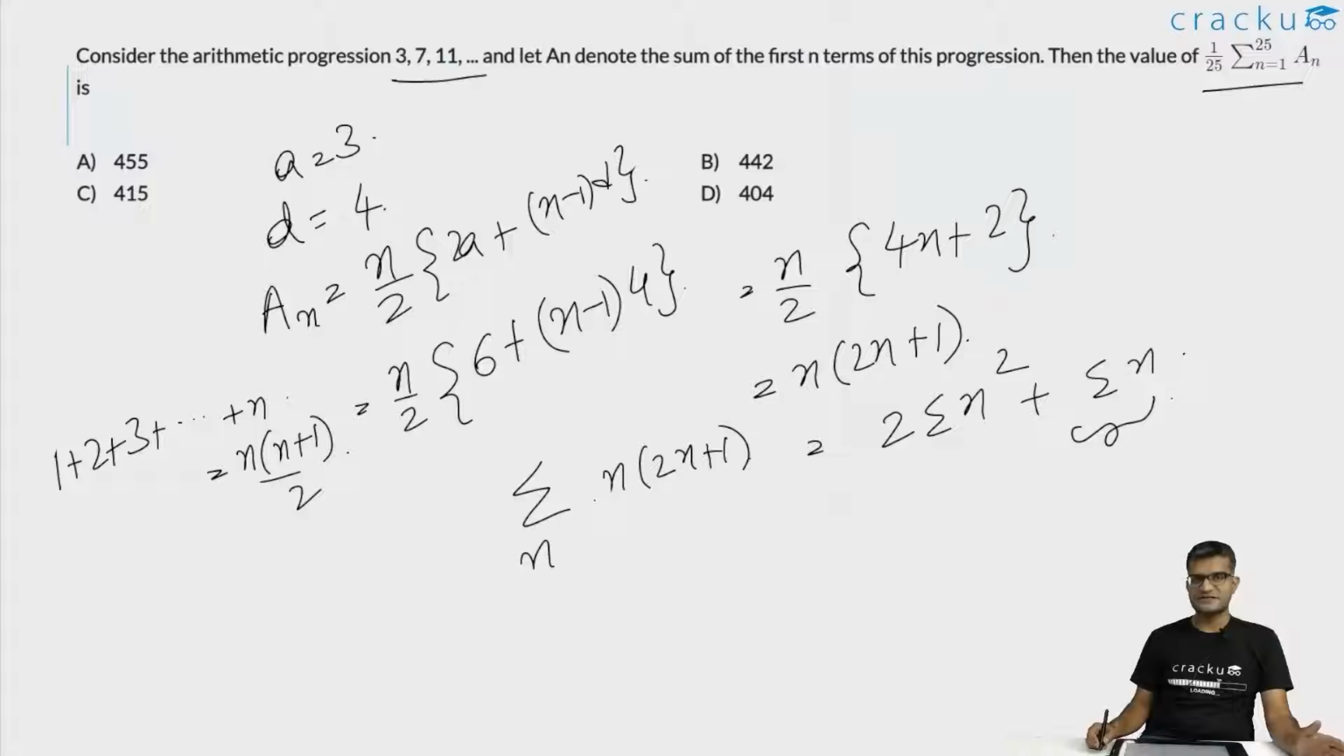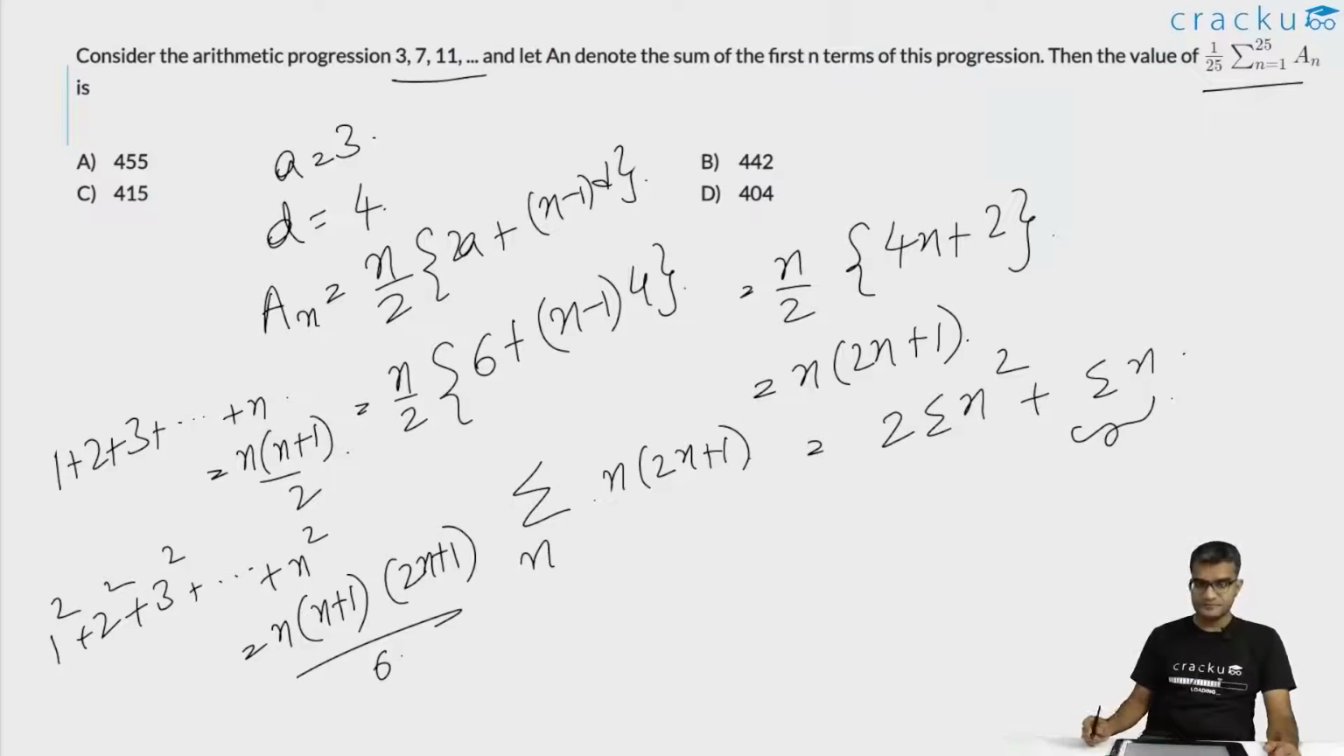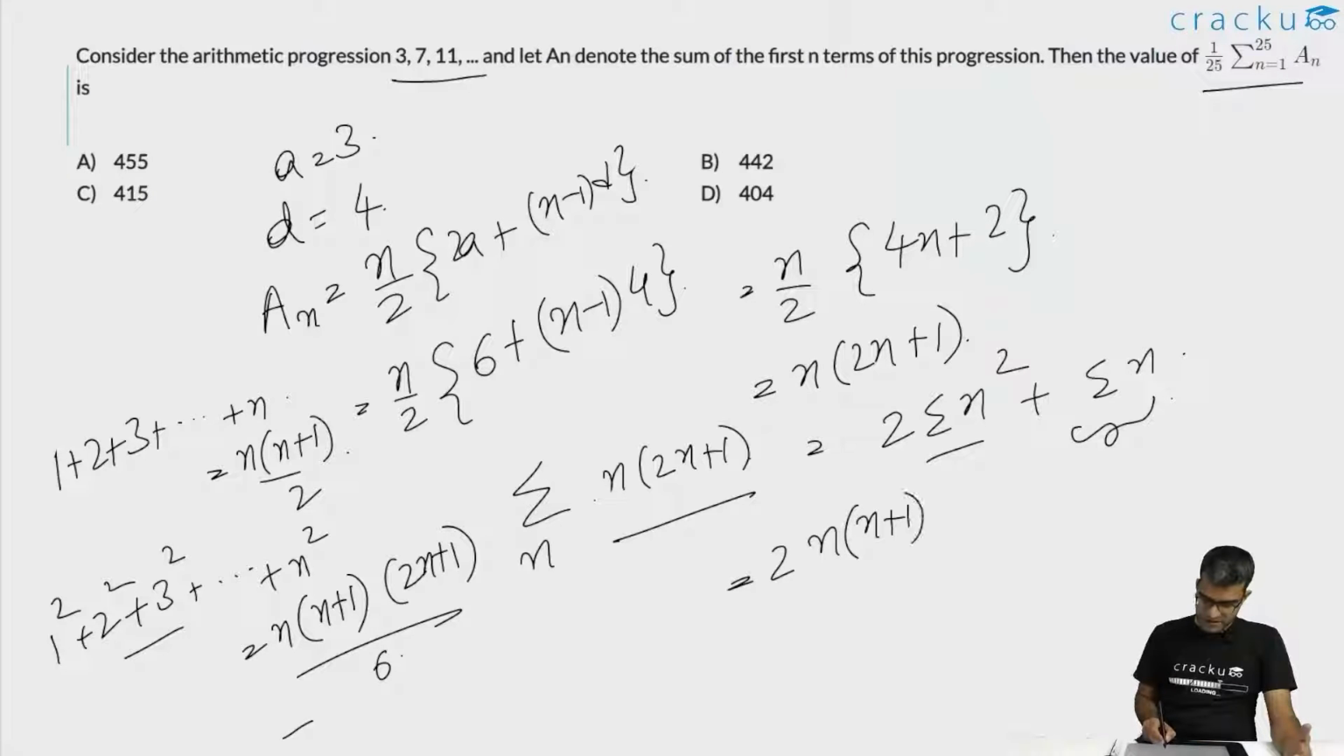Similarly, the sum of the first n squares of natural numbers, that is 1 square plus 2 square plus 3 square plus dot dot dot plus n square, is given by the formula n into n plus 1 into 2n plus 1 divided by 6. So the sum of this for the first n terms will be equal to 2 into sigma n square, which is this, which is n into n plus 1 into 2n plus 1 divided by 6, plus sigma of n, which is this one, which is n into n plus 1 divided by 2.